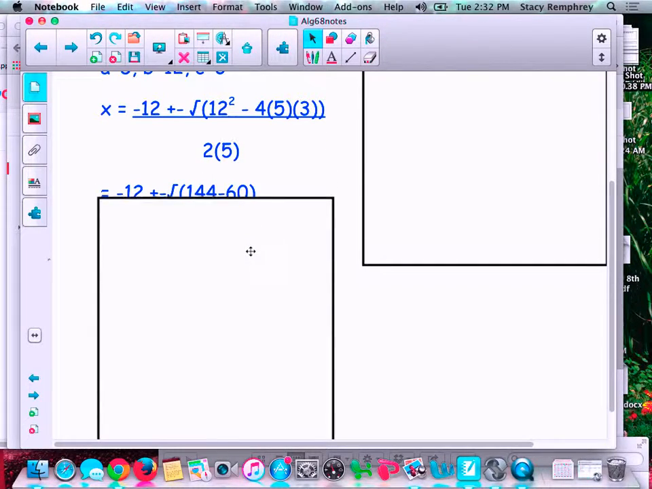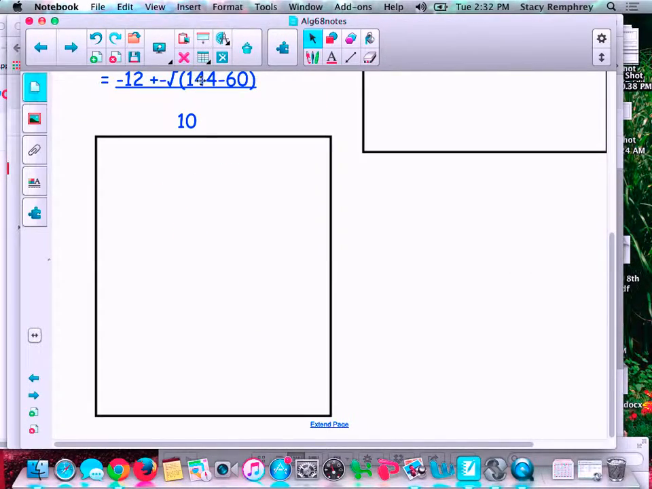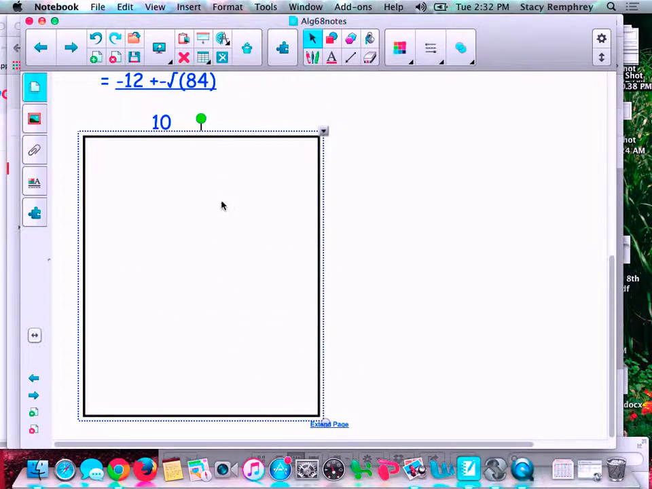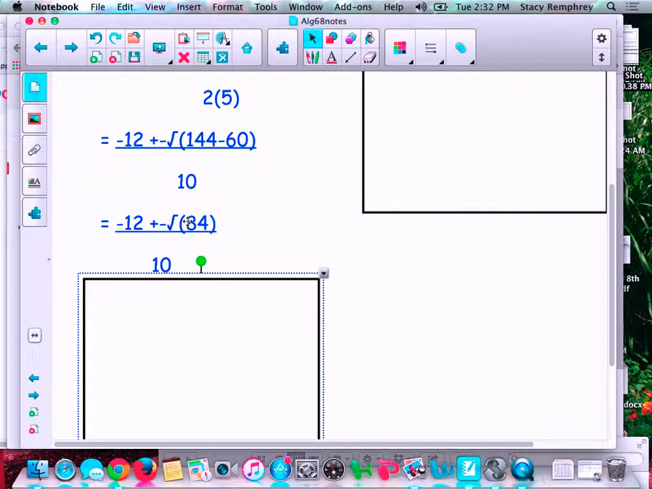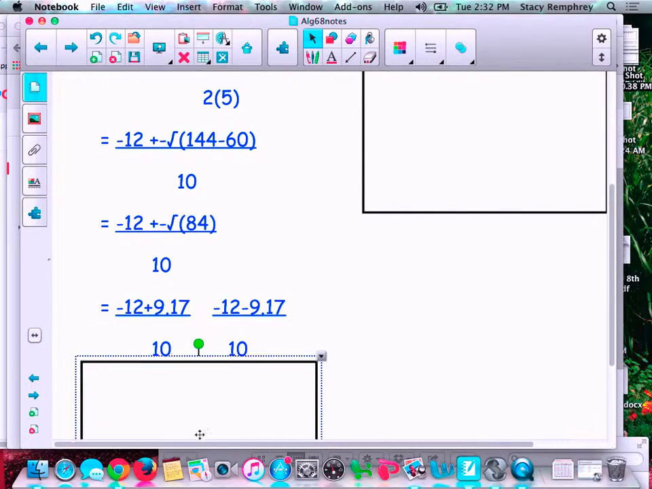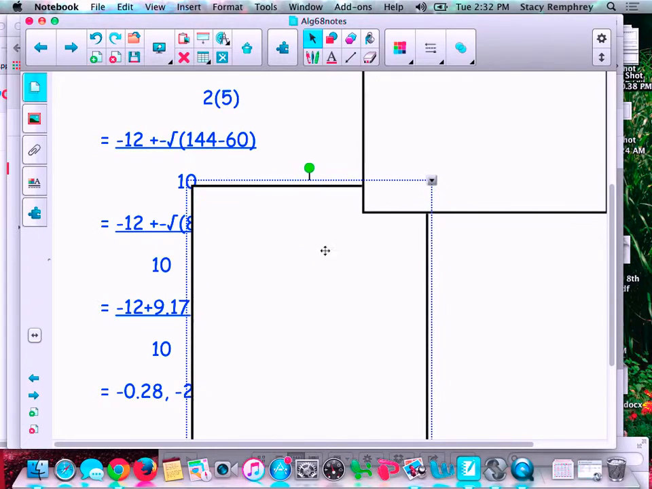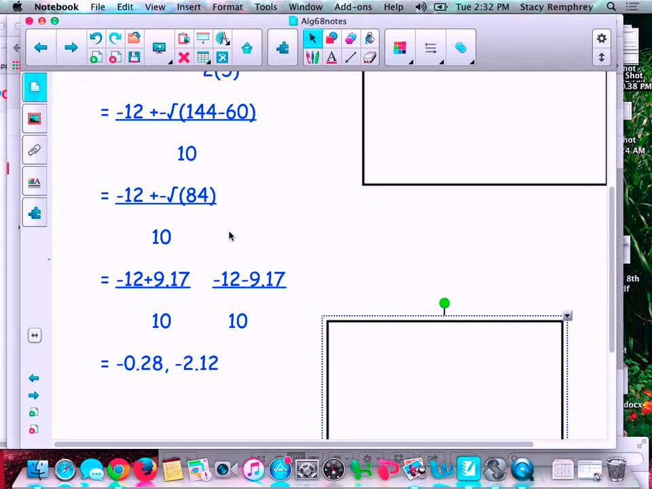Again, I did this in a lot of steps this time. It'll get easier. In the next step, I just squared the 12 and multiplied the 4, 5, and 3. I combined the 144 minus 60 to get the 84. I figured out what the square root of 84 was. Actually, let me move this completely. So the square root of 84 was 9.17.